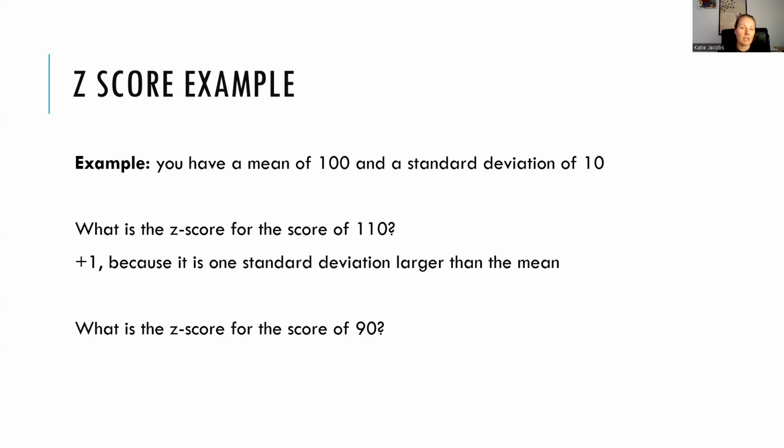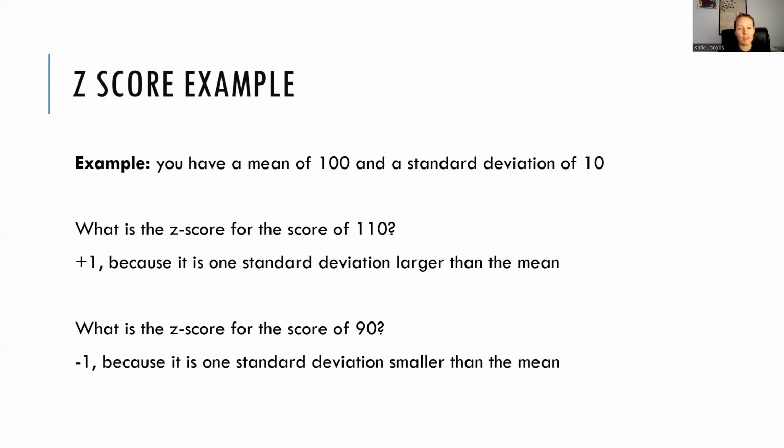So then let's try this again using that formula where we have Z equals X minus X bar, all divided by the standard deviation. What would be the z-score for a score of 90? Go ahead and work that out in your notebook now. So if you said it was a -1 because it is 1 standard deviation smaller than the mean, you are correct.